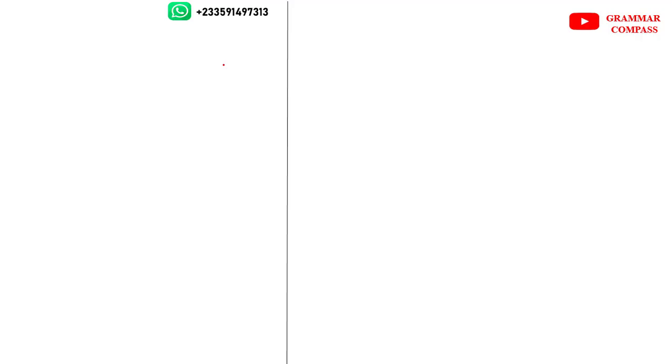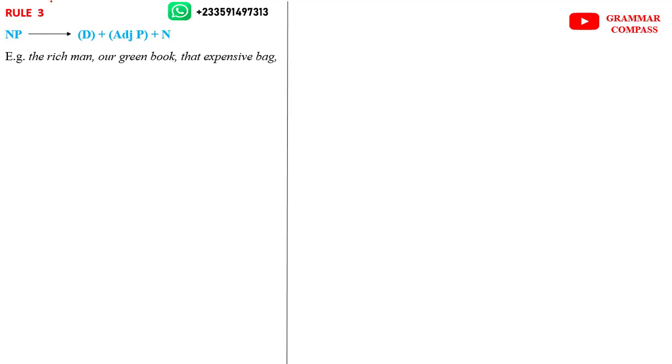You would agree with me that we can have varieties of noun phrases and different constituents within the noun phrase. This means that we are going to get many rules for noun phrases. We are going to focus on rule number 3 and rule number 4. What is rule number 3? That is when the noun phrase consists of a determiner, which we have talked about, and an adjective phrase within the noun phrase, and then our noun.